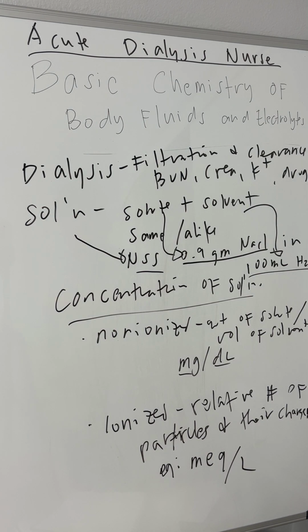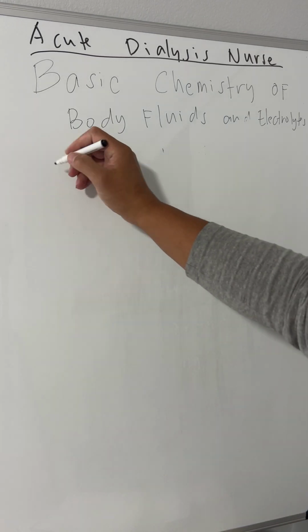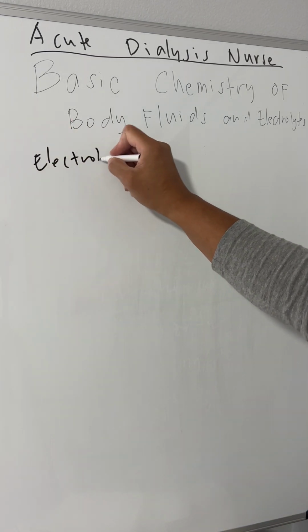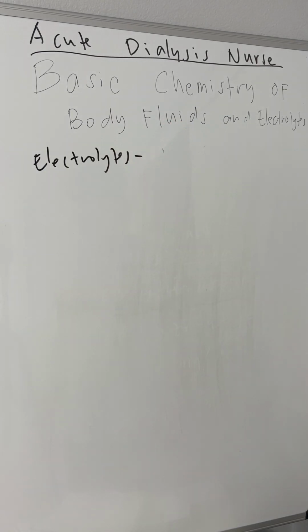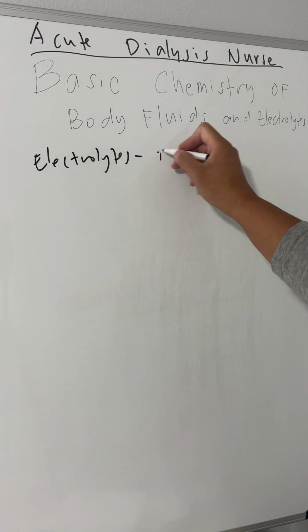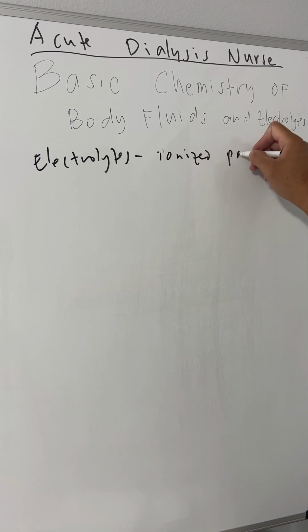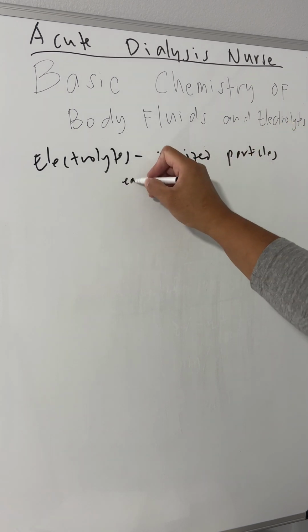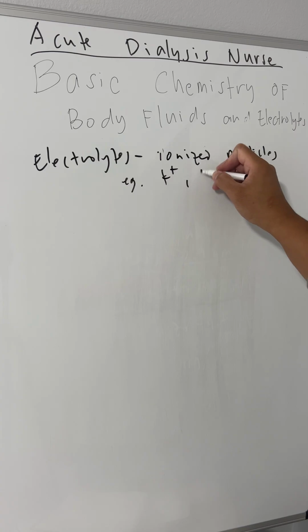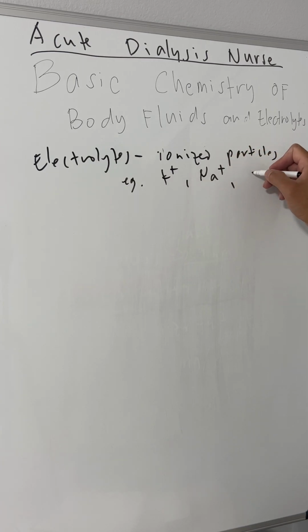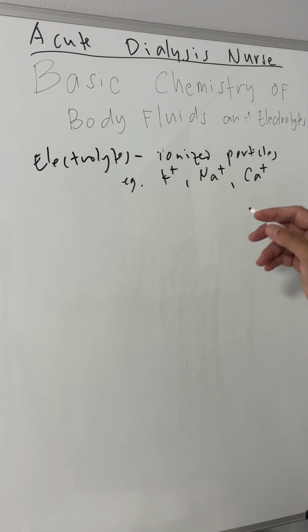Okay, so moving on is electrolytes. Electrolytes are substances that dissolve in water to form ionized particles. So these are ionized particles. Examples, we have your potassium, sodium, calcium. So these are electrolytes. They are substances that dissolve in water to form ionized particles.